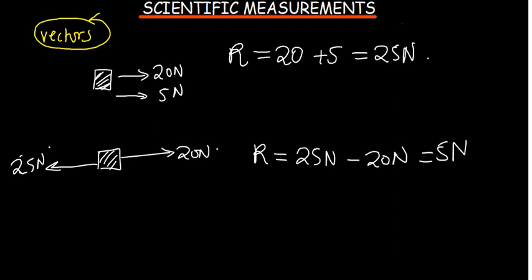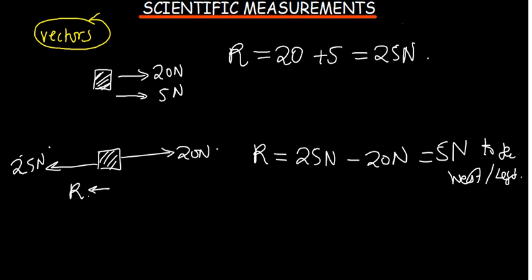Now see, because 25 is bigger than 20, it means that the resultant is going to be in this direction. It will be going in this direction. So I'm going to say it is 5 newtons to the west, because this is west. When you are going to the west, you can say west or to the left. Okay, 5 newtons to the left.